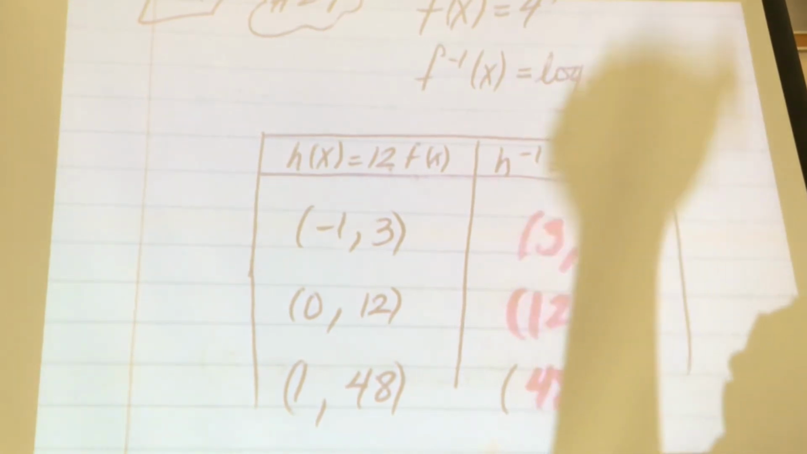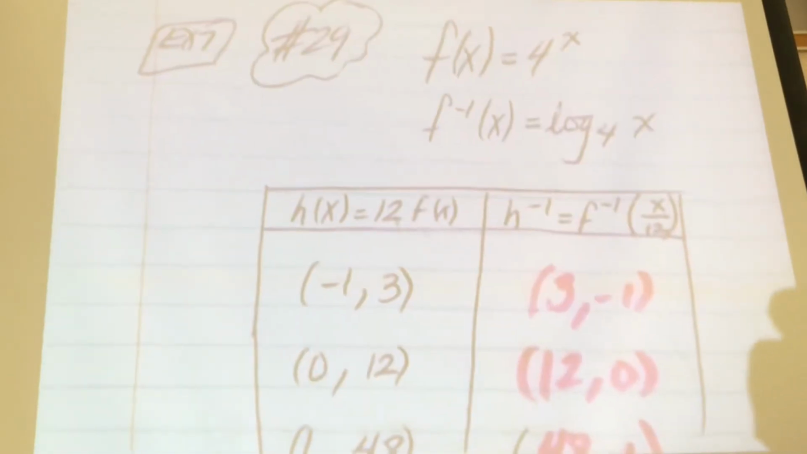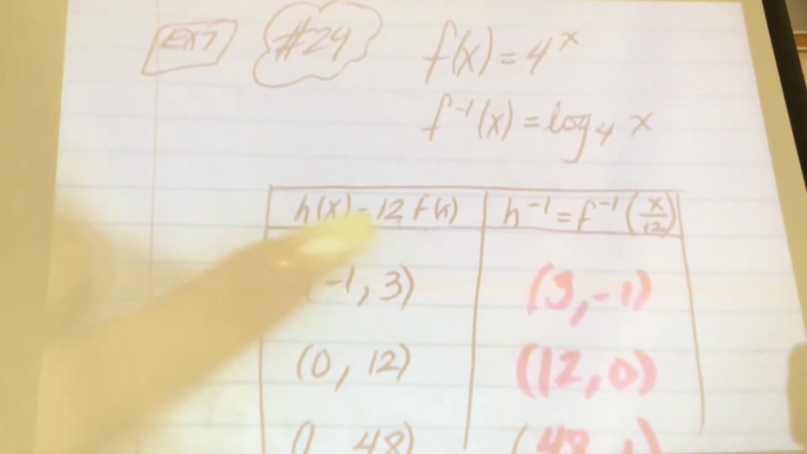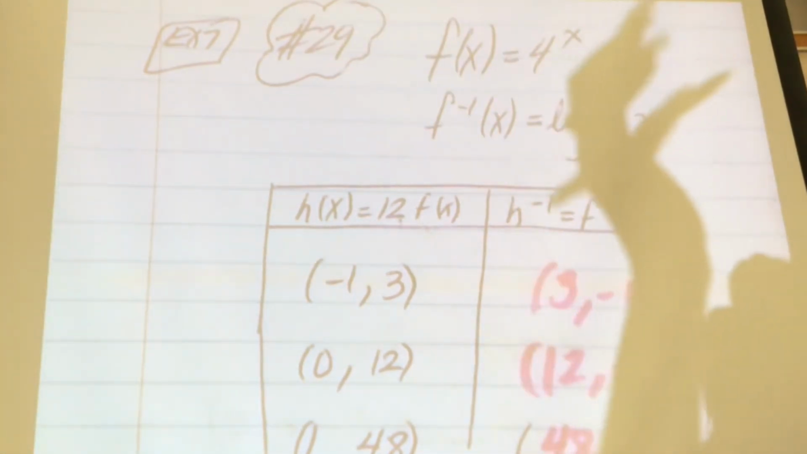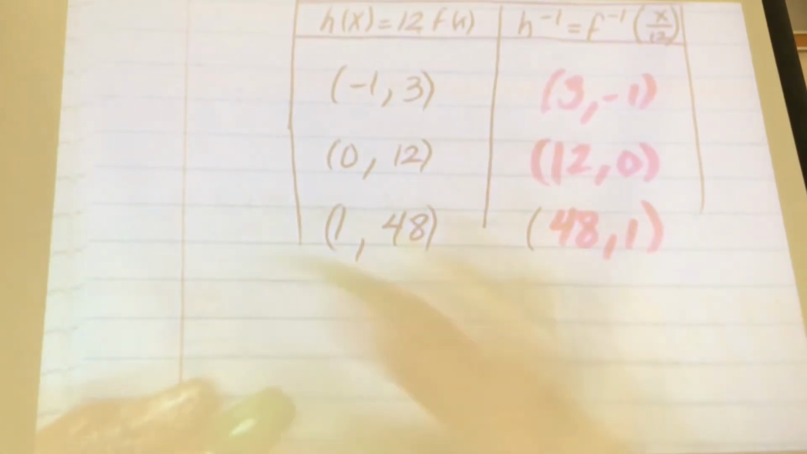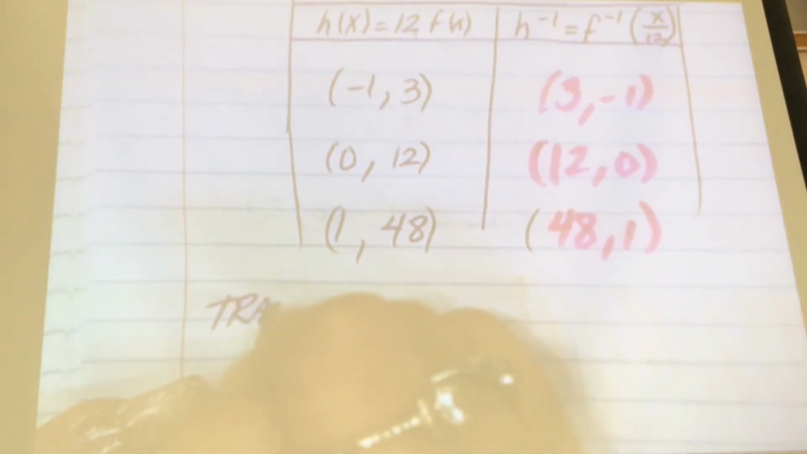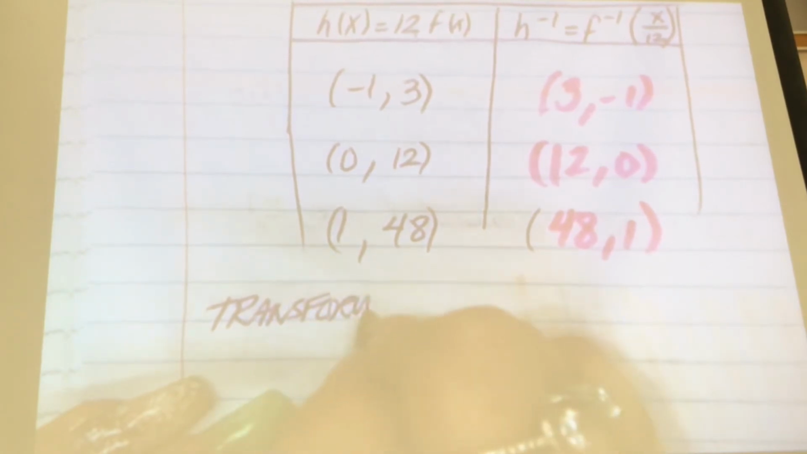Now, I just need to remind you of some terminology. Remember, when we multiply by 12, we're now dilating. We're either compressing something or dilating something. So when we multiply by 12, they're going to ask me, what is the transformation? And I just need to remind you on some vocabulary.